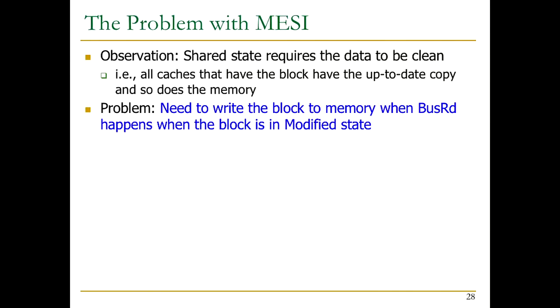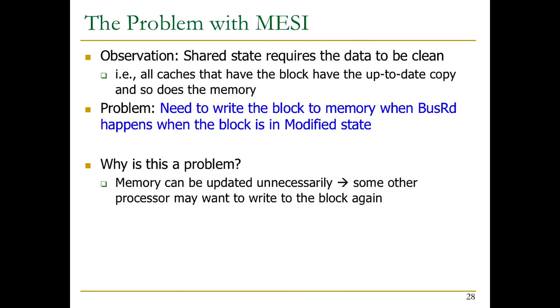Well, why is this a problem, first of all? Basically, memory can be updated unnecessarily. So this cache has this block in modified state. Somebody else wants to read it. The natural thing that you would think is that both of the caches have the block in modified state, and memory doesn't have the up-to-date copy. Now, both of the caches may modify, invalidate, do whatever, without writing to memory. But we don't account for that in the MESI protocol because there is no such state that says memory is not up to date, but the data is shared across caches.